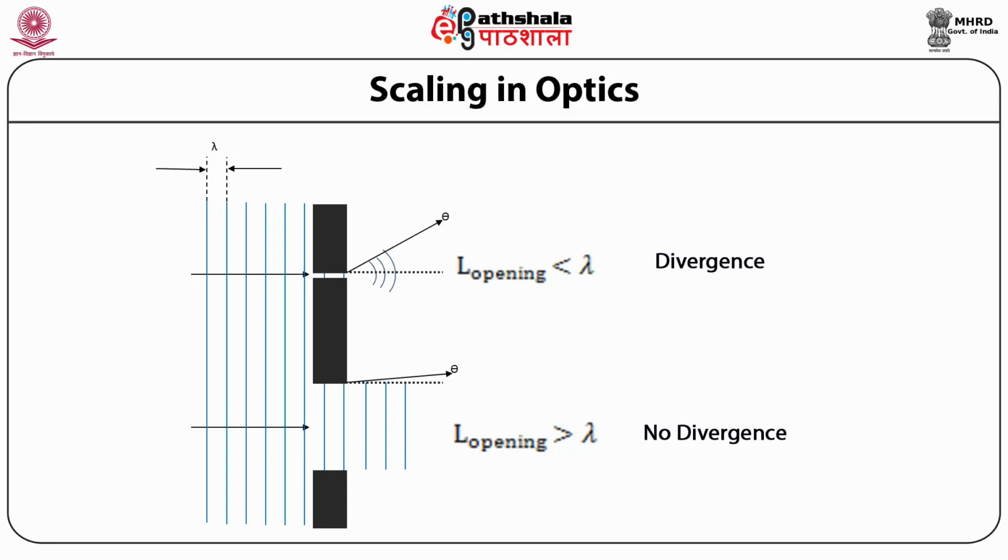If the light of wavelength lambda shines upon an object with a characteristic dimension L, the reflected wave diverges at an angle theta approximately equal to lambda by L. This is also the case if light passes through an opening with characteristic dimension L as shown in this figure. This means that theta scales as L inverse.